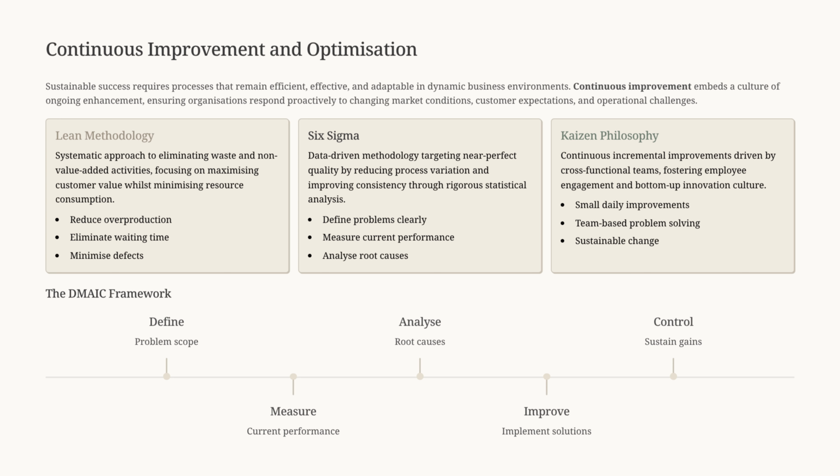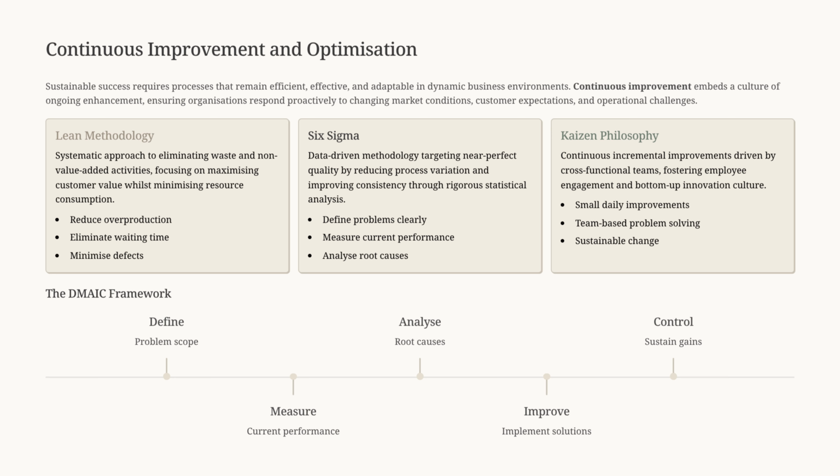First, lean methodology. Lean is all about removing waste, any activity that doesn't add value. It's focused on reducing waiting times, overproduction, and unnecessary steps, while maximizing customer value and minimizing effort. Next, Six Sigma. This approach brings precision through data. It's about reducing variation and improving quality by relying on facts, not assumptions.